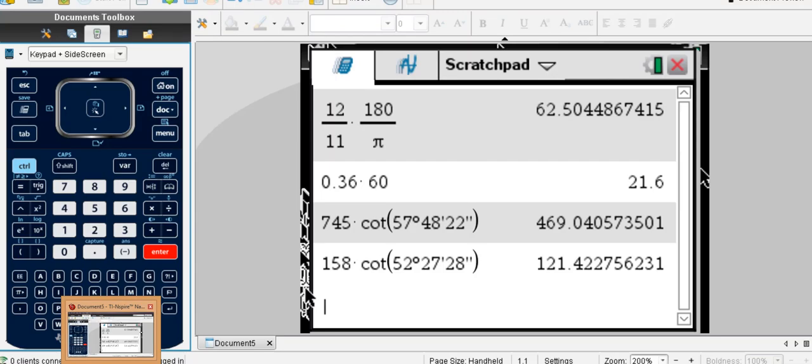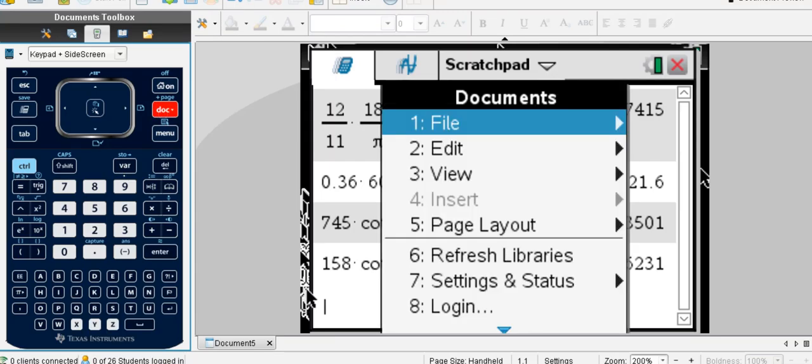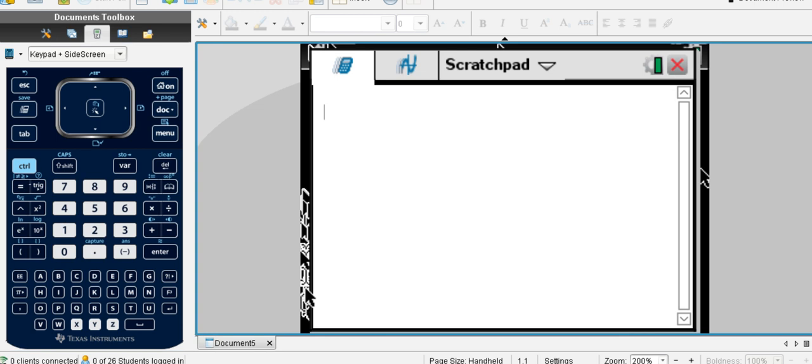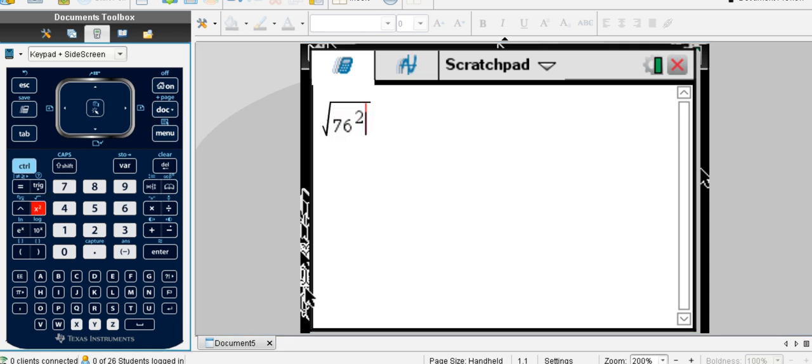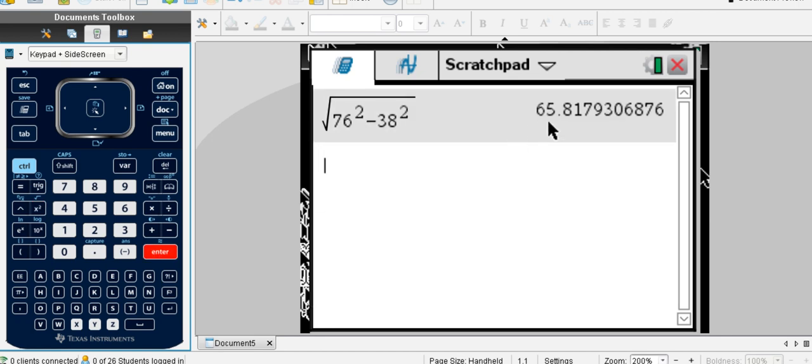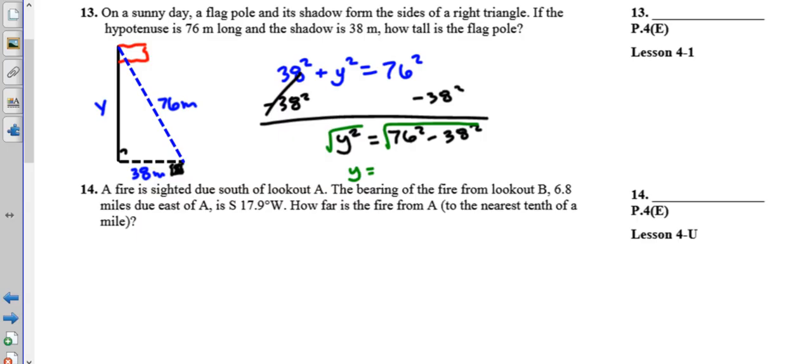So let's go to our calculators. Let me just clear this so we can see easier. We'll have the square root of 76 squared minus 38 squared. The answer is 65.8. And did it say anything about rounding? It doesn't, so I'll just leave it as 65.8, and our units are meters. That would be our answer here.